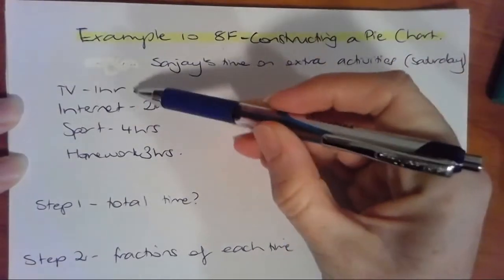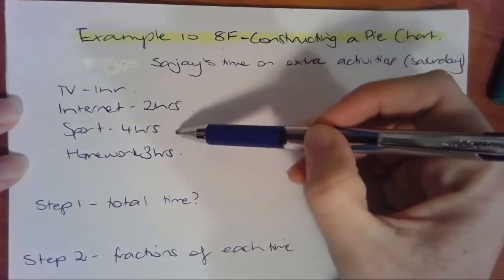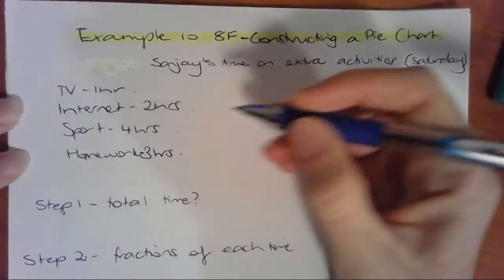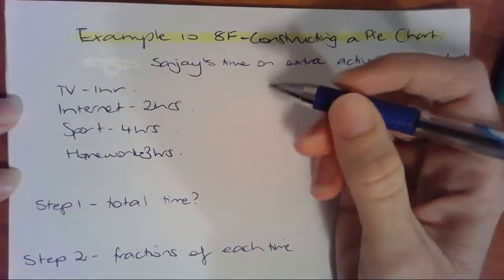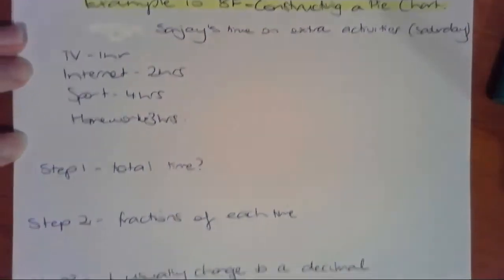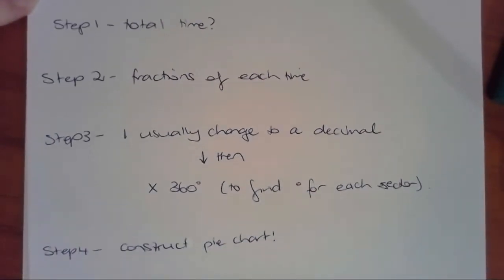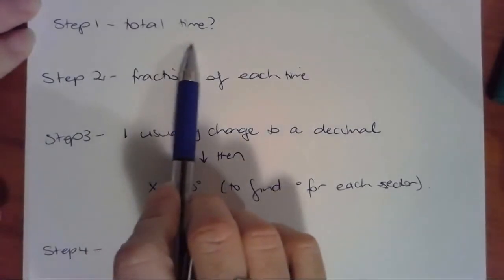So we had 1 hour watching TV, 2 hours on the internet, 4 hours playing sport, and homework for 3 hours on a Saturday. What an excellent young man. How fantastic is that? Okay, so what I've done on my working here is that I've written out the 4 steps that you're going to do one by one. So step 1 is to work out the total.